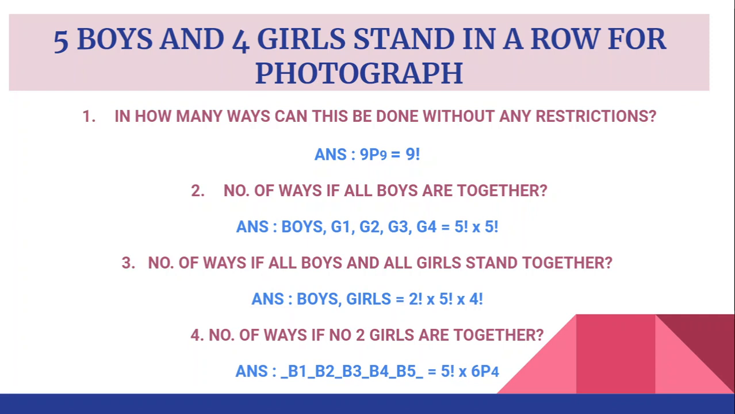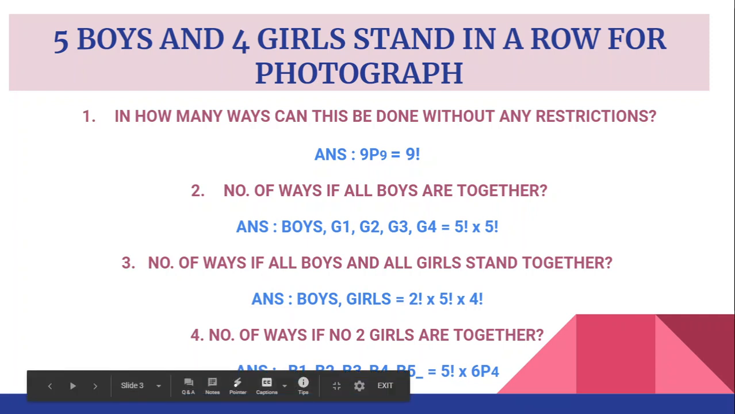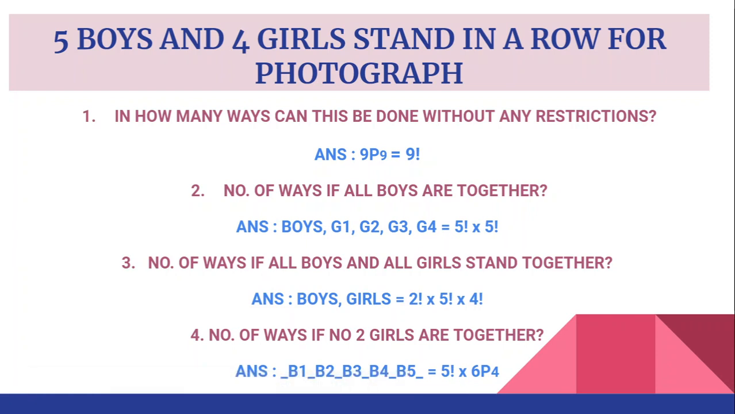Now, the number of ways if all the boys and all the girls stand together. So now again we'll make a separate group for boys and a separate group for girls. That means we have 2 places which can be arranged in 2 factorial ways, into the boys are 5, so they can be arranged in 5 factorial ways, into we have 4 girls, so they can be arranged in 4 factorial ways. The total answer will be 2 factorial into 5 factorial into 4 factorial.